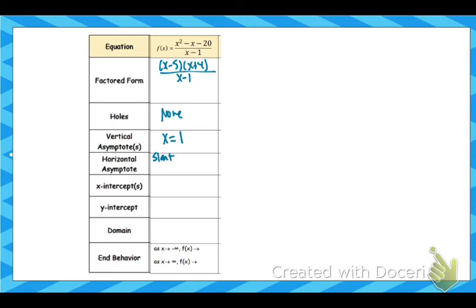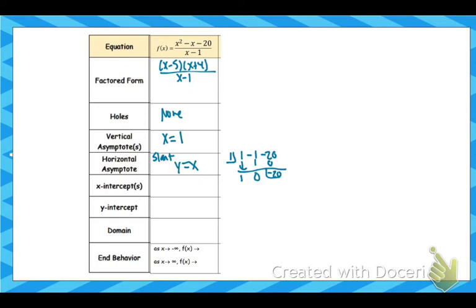So I'm going to use synthetic division. I'm dividing by x minus 1, so positive 1 goes in the box. I'll write my coefficients. I'll bring down the first. I can ignore the remainder. So my slant asymptote is y equals x.